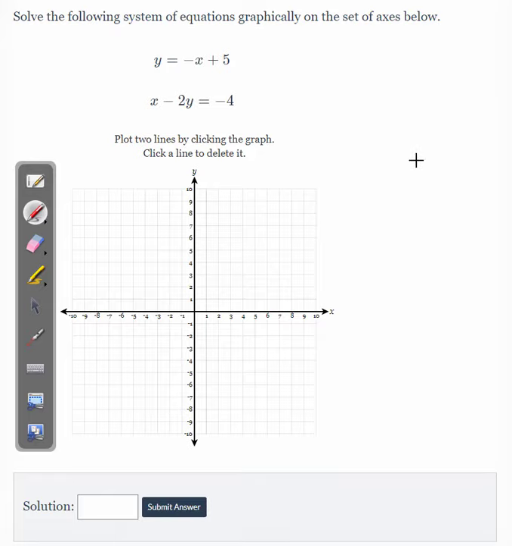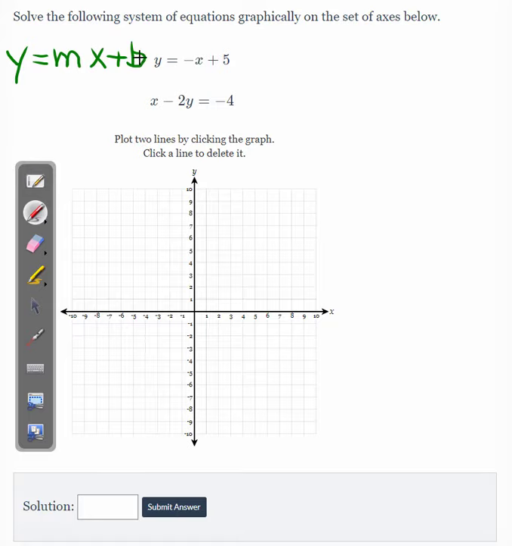Solve the following system of equations graphically on the set of axes below. As I said in the level 1 video, we always want to have our equations in slope-intercept form. Slope-intercept form is y equals mx plus b, where the letter m stands for our slope, and that's typically a fraction that's rise over run. Our b value is where it crosses the y-axis.